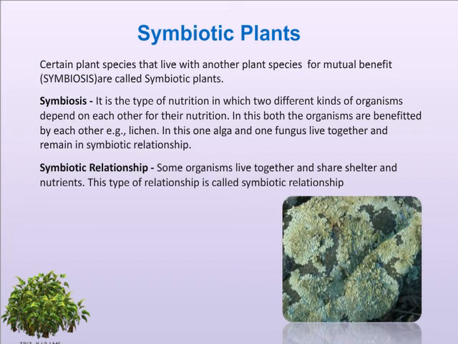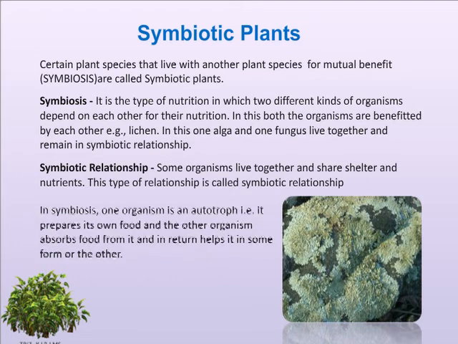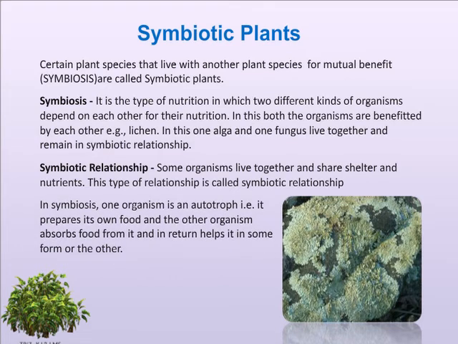Symbiotic relationship. Some organisms live together and share shelter and nutrients. This type of relationship is called a symbiotic relationship. In symbiosis, one organism is an autotroph, that is, it prepares its own food, and the other organism absorbs food from it and in return helps it in some form or the other.